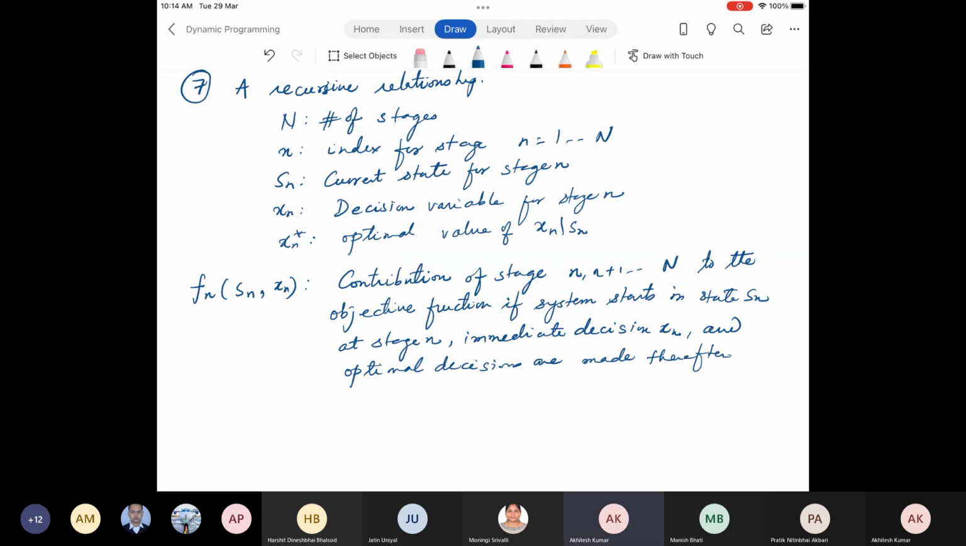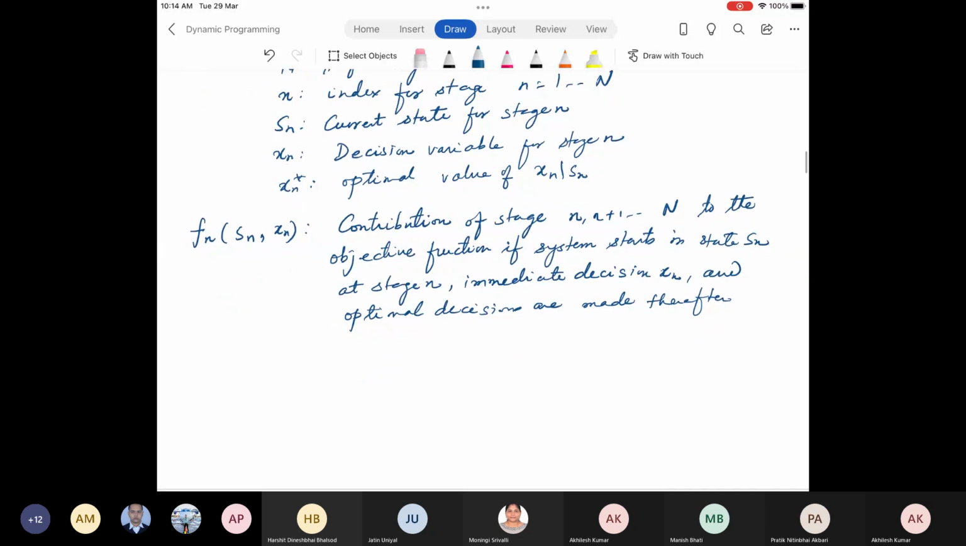Okay, now at any stage, read this statement. I've just written it too fast. Let me try to explain with some example.